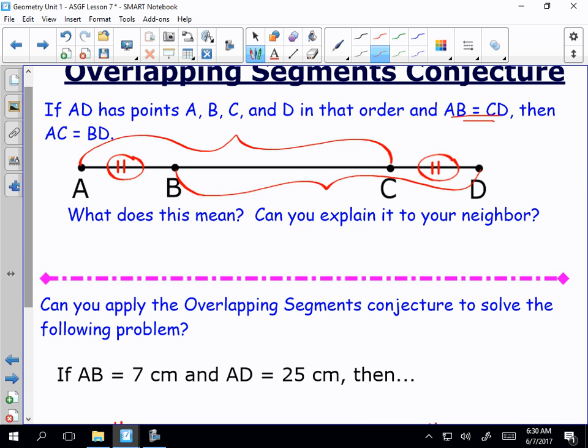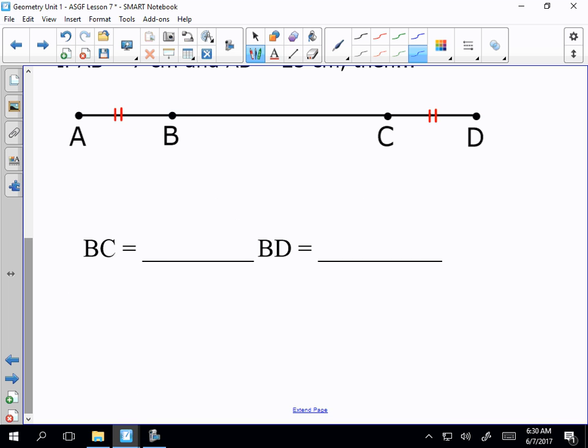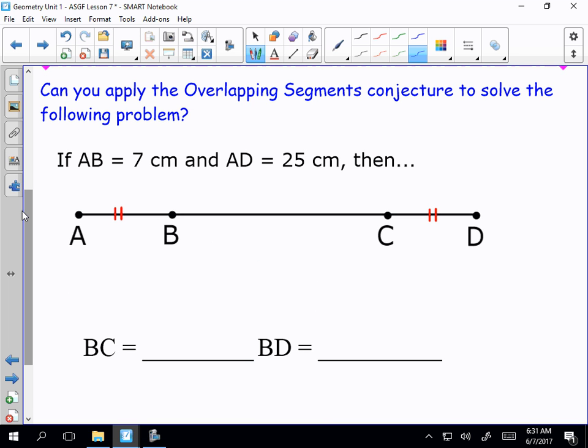Now, why does this work? Hopefully you can see the overlap. This overlapping segment from B to C. So this entire segment here is shared in both of those situations. So since it's the same segment shared on both sides of this equation statement, we know that it's an equal segment lengthwise. So now let's look at some situations that would apply this conjecture.